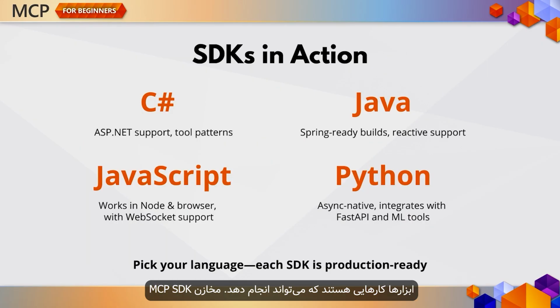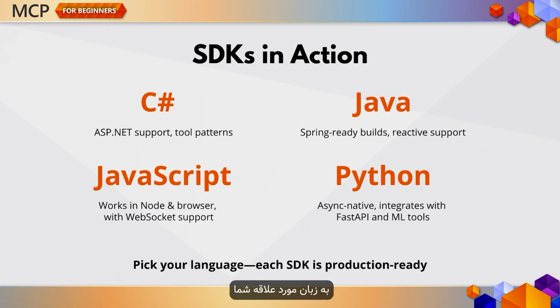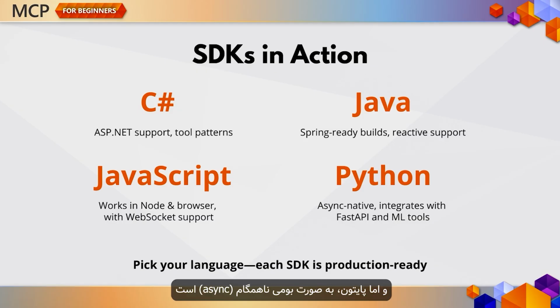The MCP SDK repositories come with sample implementations in your favorite language. In C#, you'll see basic and advanced server setups, including ASP.NET integrations and tool patterns. In Java, you get Spring-ready builds with reactive programming and type-safe error handling. The JavaScript SDK supports both Node and the browser, with WebSocket streaming built in. As for Python, it's async native with FastAPI or Flask support and integrates naturally with ML tools.